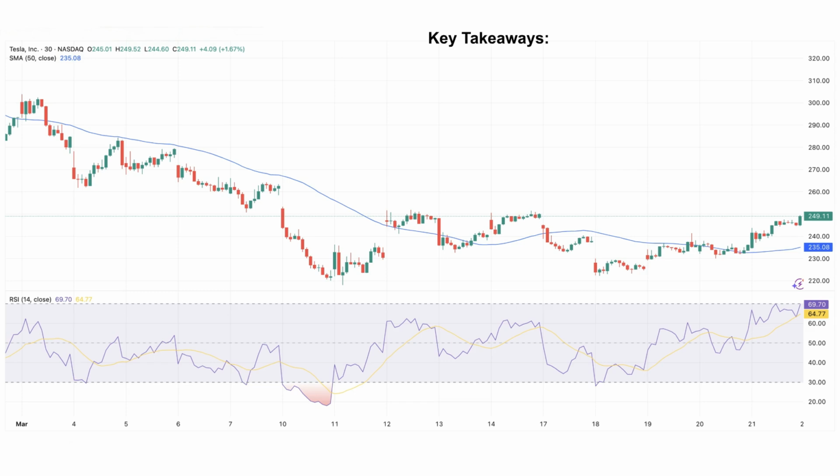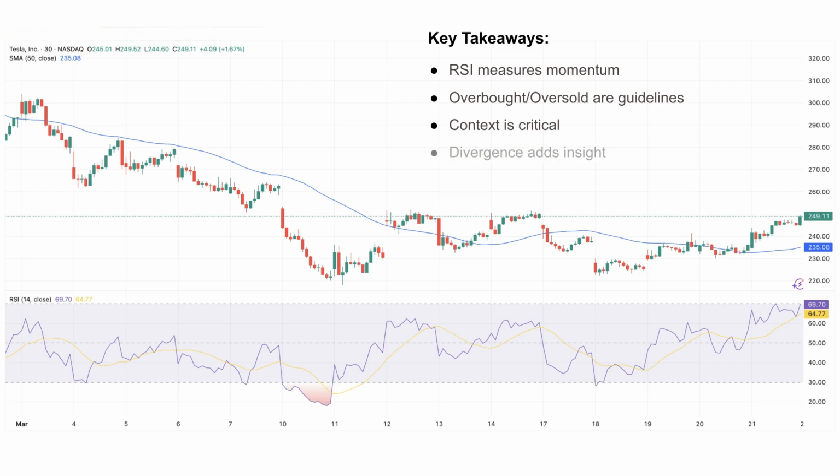Remember these key takeaways. First, RSI measures the magnitude and velocity of price movements. Second, traditional overbought and oversold levels are guidelines, not absolute rules. Third, context matters. Market conditions affect RSI interpretation. Fourth, advanced applications like Divergence can provide valuable insights. And finally, RSI works best as part of a comprehensive analytical approach. The key is consistent practice and continuous learning.